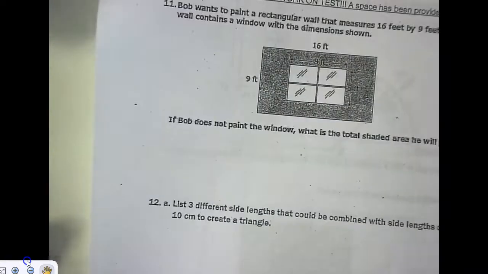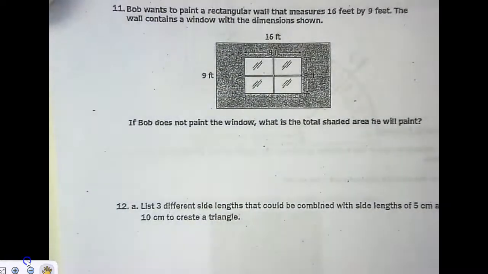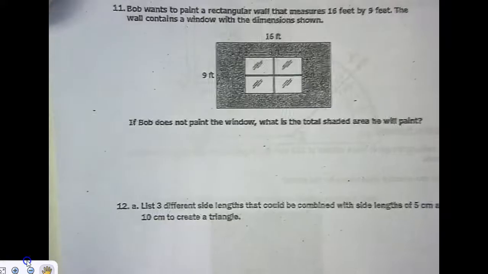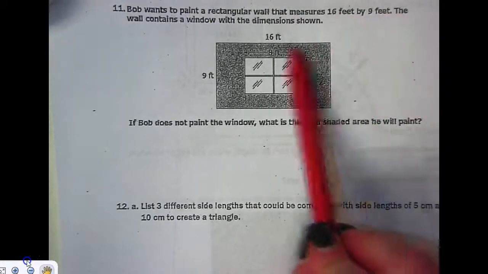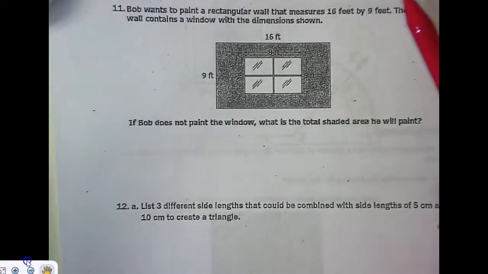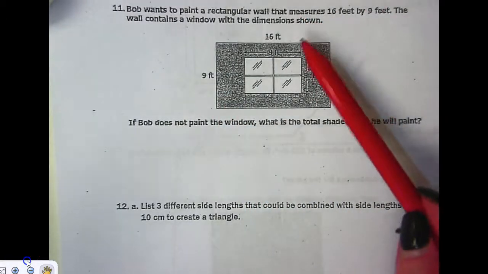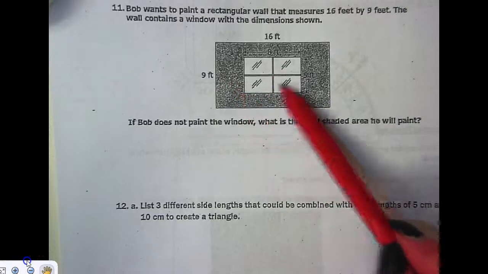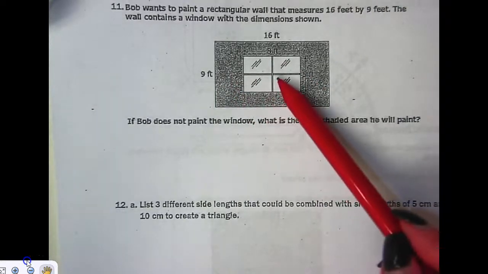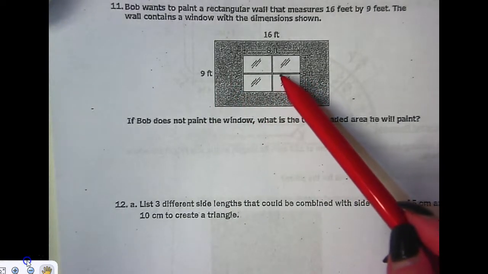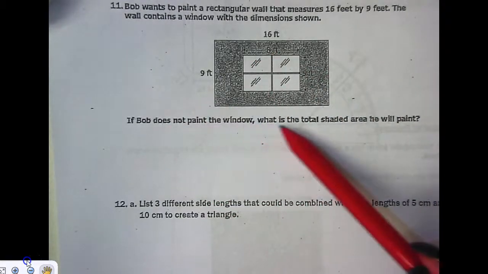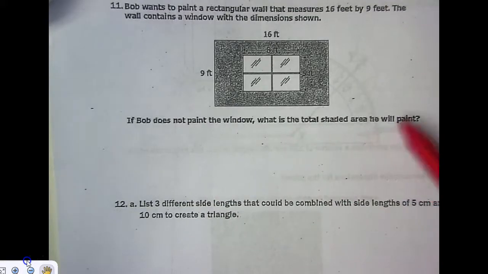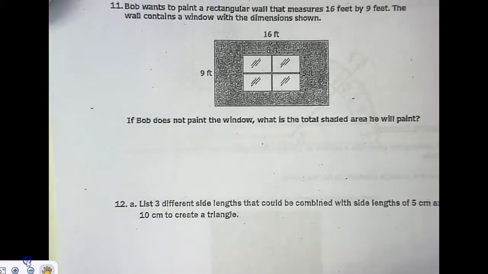All right. 11. Bob wants to paint a rectangular wall that measures 16 feet by 9 feet. So here's the wall, this whole dark part. The wall contains a window with the dimensions shown. Am I going to paint over that window? Don't you want to still be able to see out of it? Yeah, you do. So if Bob does not paint the window, what is the total shaded area that he will paint? Somebody tell me how you got this answer.